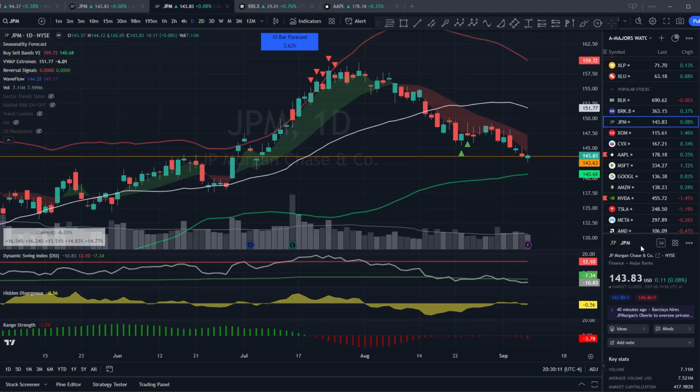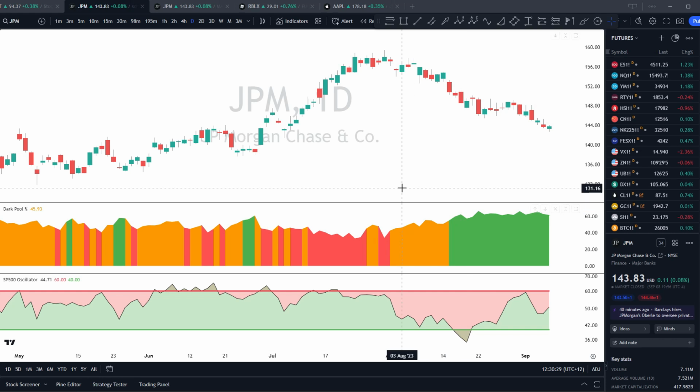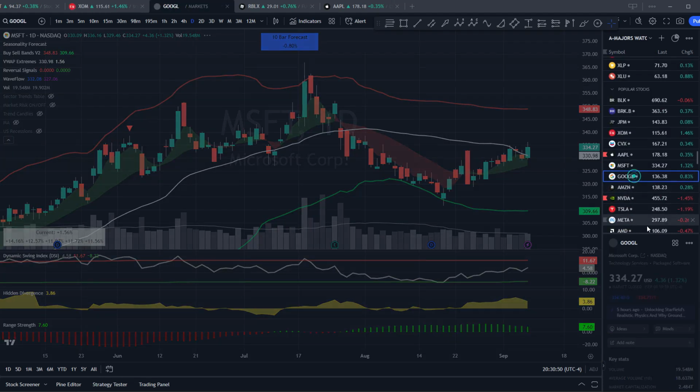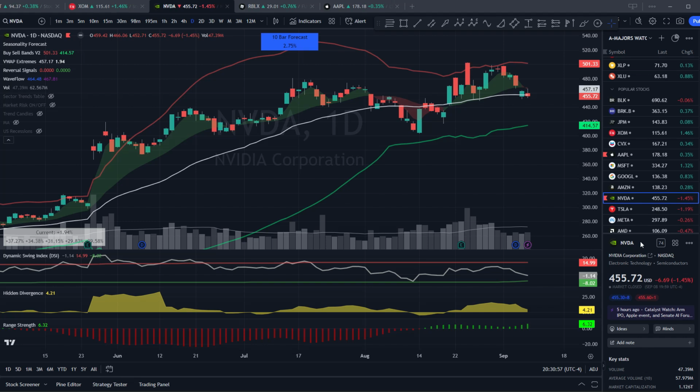Same with JP Morgan, and that looks to be getting into a technically oversold level, and we can see that on our DSI below this green line here at -10, and a little bit of a positive divergence on our hidden divergence indicator. And just looking at the dark pool indicator, there's been a lot of buying in JP Morgan this last couple of weeks. There's Microsoft, still a little soft, and NVDA just closed below its 50-day VWAP today.